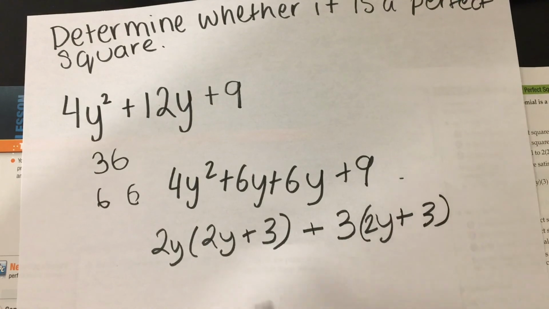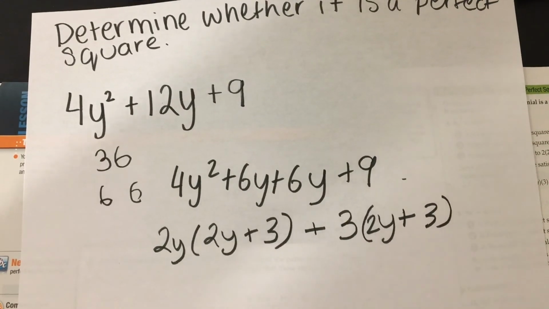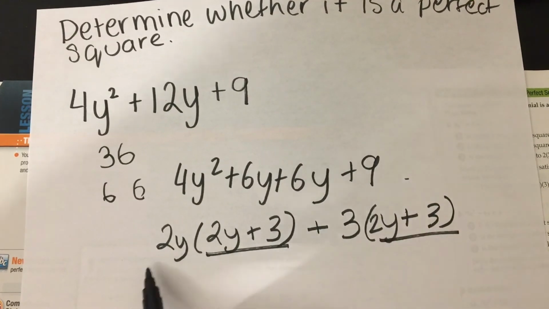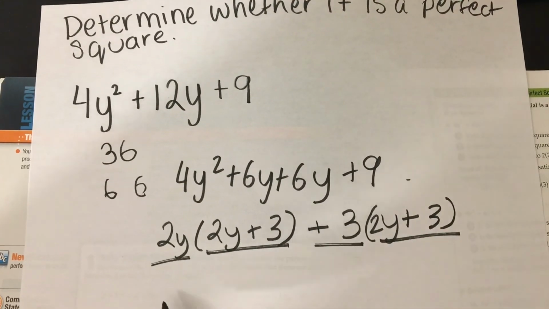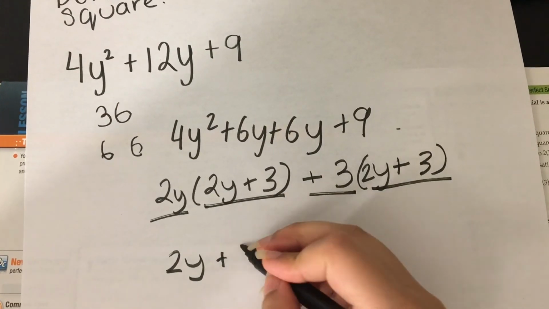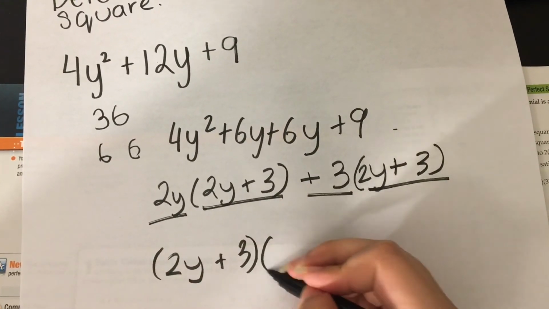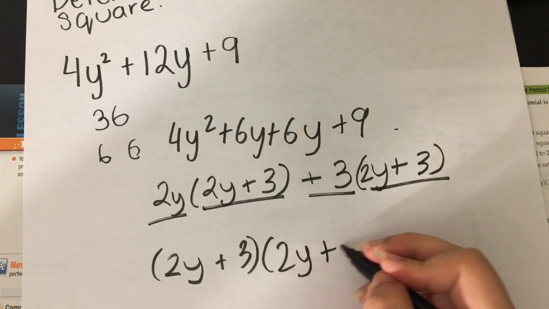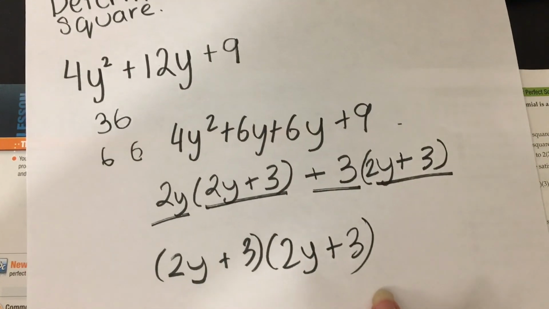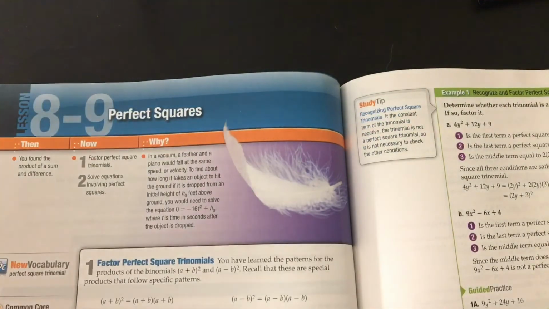You can see, we do end up with a perfect square. As you can see, the values are the same here and they're the same here. 2y plus 3 times 2y plus 3. And there you have it. That is a perfect square. Hope you got something out of this video.